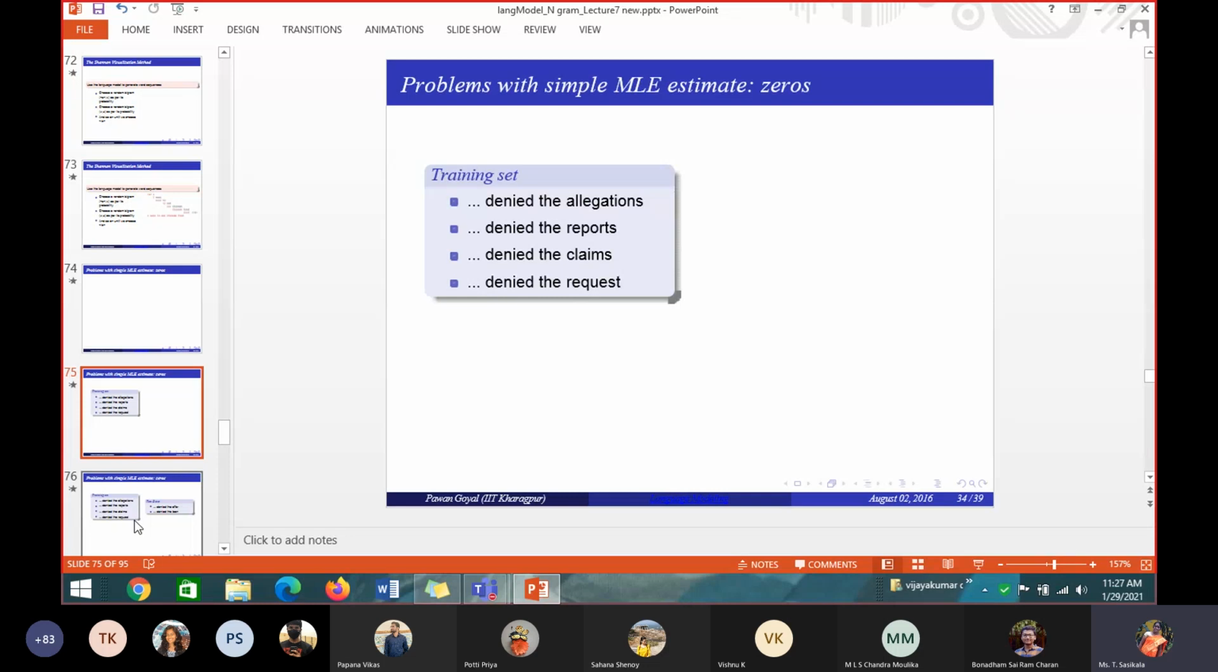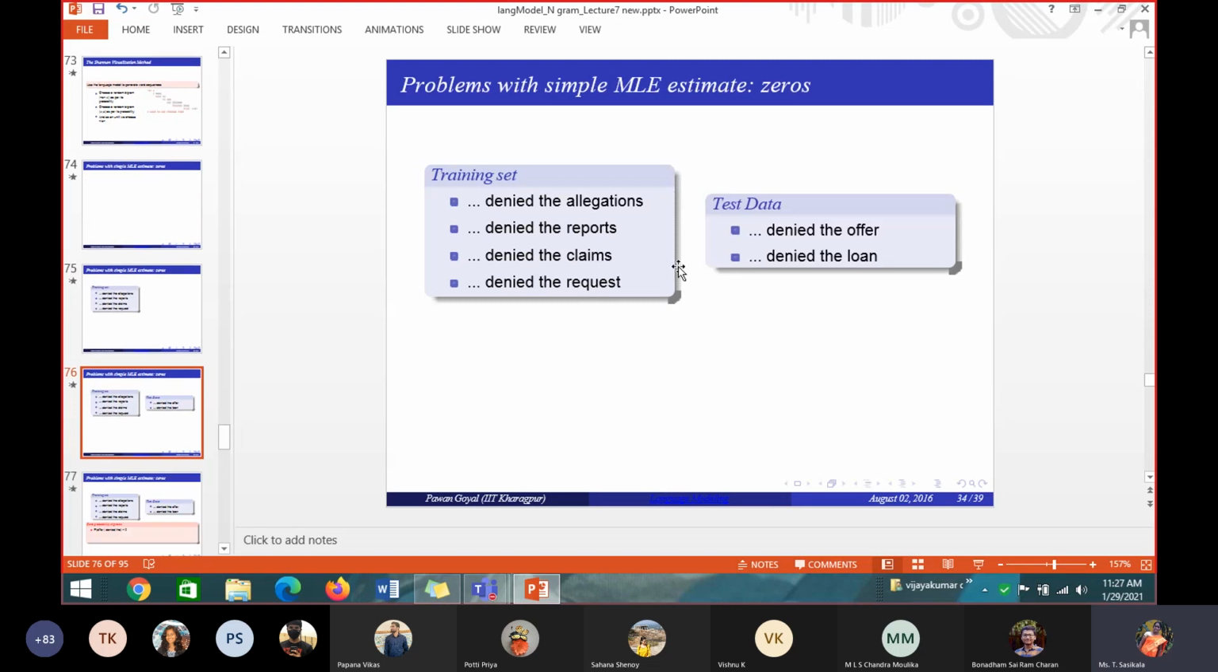We'll see. Okay. So for example, consider that in my training data, I have denied the allegation, denied the report, denied the claim, denied the request. These are the four sentences I have in my training data. And I have test data: denied the offer, denied the loan.